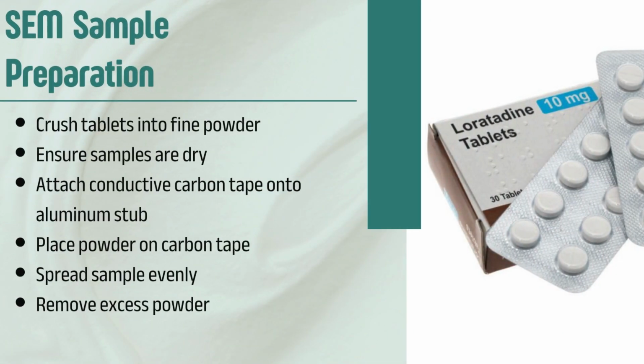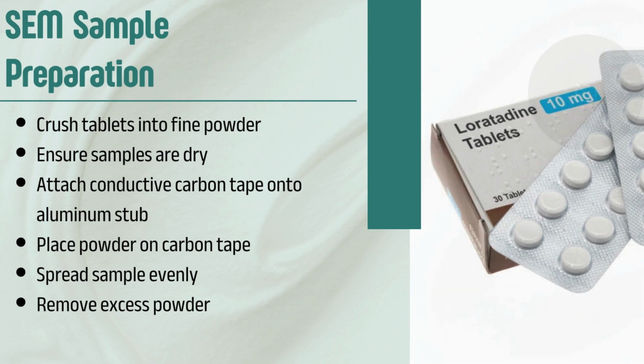For SEM sample preparation, first we crush tablets into fine powder and then we attach conductive carbon tape to an aluminum stub. Then we place the powder on the carbon tape. We spread the sample evenly. Then we remove excess powder.